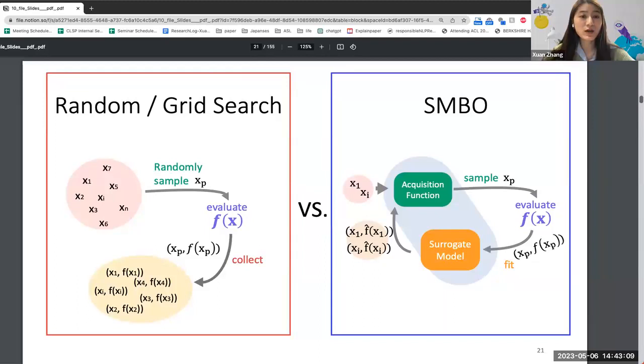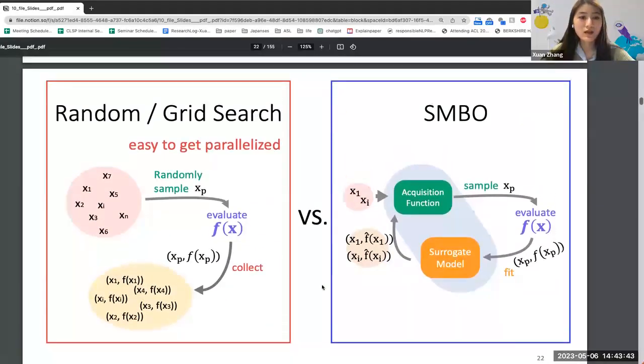In contrast to sequential model-based optimization methods like Bayesian optimization, random search and grid search sample hyperparameter configurations randomly without fitting them to a surrogate model or using any acquisition functions. They simply randomly sample points and wait for the target function to evaluate them. And the results are collected. And when we have a large enough collection, we pick the best one. And the best part is that they're easy to parallelize.